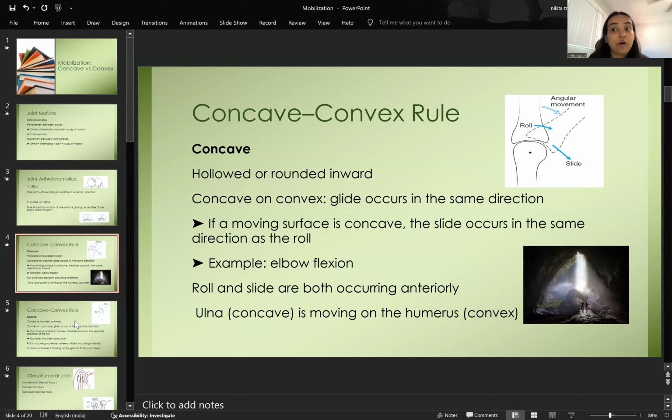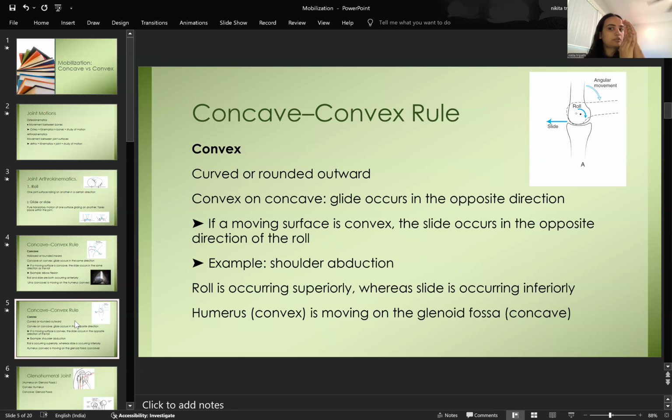Now what happens if convex is moving? As I said, concave is a depression, same. Now the opposite is convex, the curved or rounded outward part, like this. This is convex. So what happens when convex moves on concave? Gliding occurs in the opposite direction. Convex, o, opposite. When convex is moving, rolling and gliding happen in opposite directions. If a moving surface is convex on concave, then sliding occurs in the opposite direction of rolling.